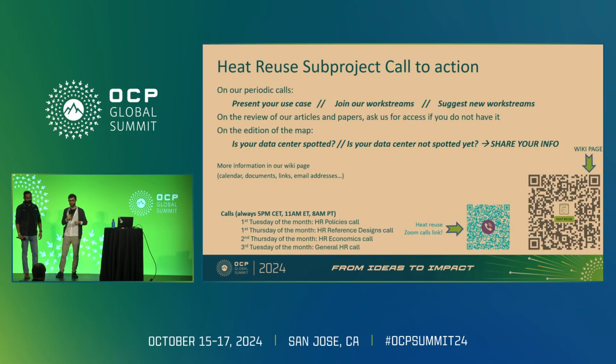And finally, this is just the call to action. Please join our calls. We have 4 of them, maybe more in the future with more workstreams. Especially the map, which is something I mention every time. The map is only useful if we really take care of it and put the details up there. So please, if you know a use case of heat reuse, let us know. We'll upload it, and let us know also the details of that heat reuse, what's happening there.